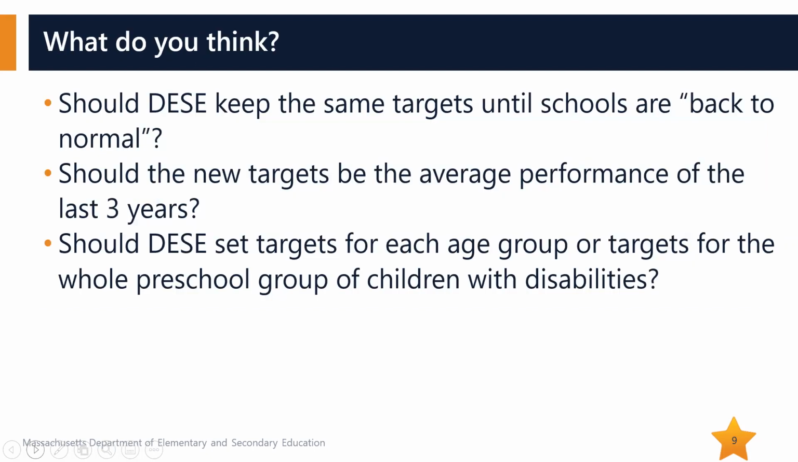What do you think? Should DESE keep the same targets until schools are back to normal? Should the new targets be the average performance of the last 3 years? Should DESE set targets for each age group or targets for the whole preschool group of children with disabilities?